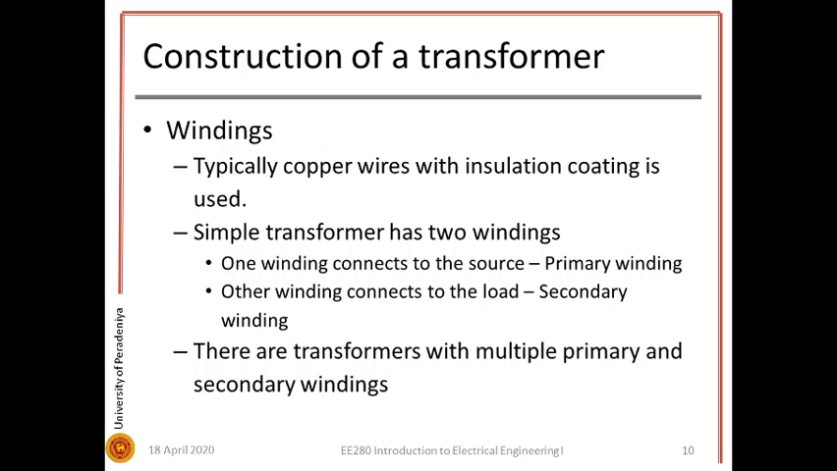Typically we are going to use insulated copper wires for the windings. The reason for using the insulation is to avoid short circuit in the conductor. In a simple transformer, as I mentioned, you have two windings. One winding will be connected to the supply or the source, and that winding is known as the primary winding, and then the remaining winding is going to connect to the load. That winding is known as the secondary winding.